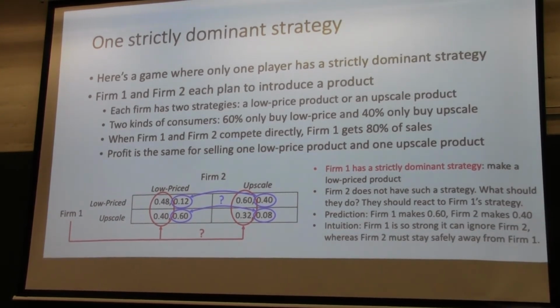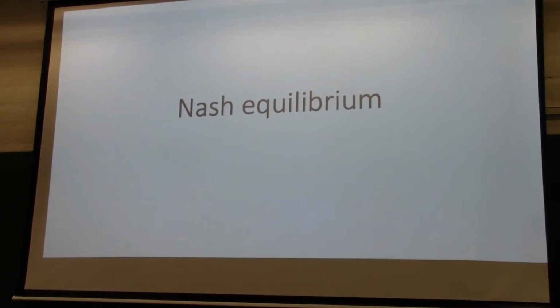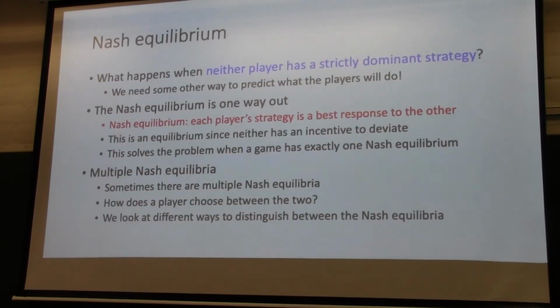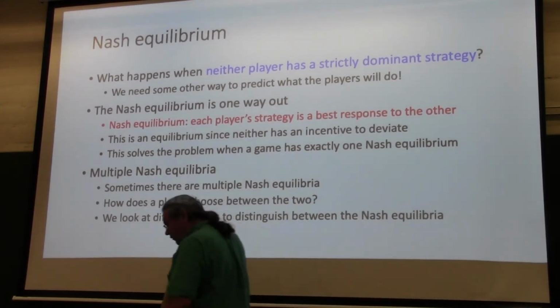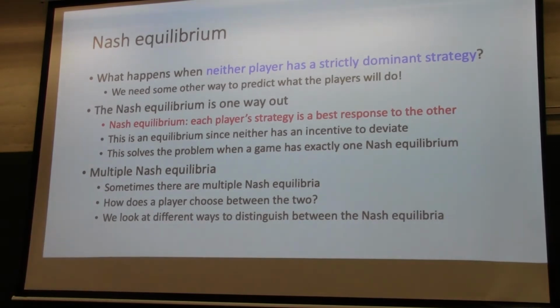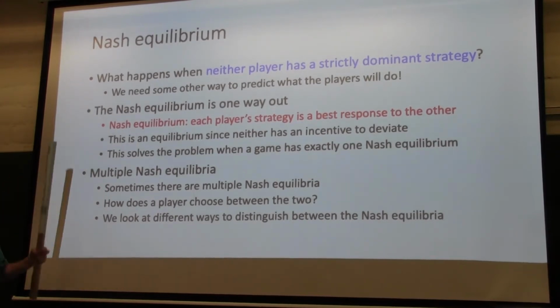But it's also possible that nobody has a dominant strategy. There are no dominant strategies. And then we have to be a little bit more clever. I'm going to now look at cases when there are no dominant strategies. Then the solution to this is called a Nash Equilibrium. So what happens when you have a game and neither player has a strictly dominant strategy? That means neither player has a simple answer. But what are the players going to do?